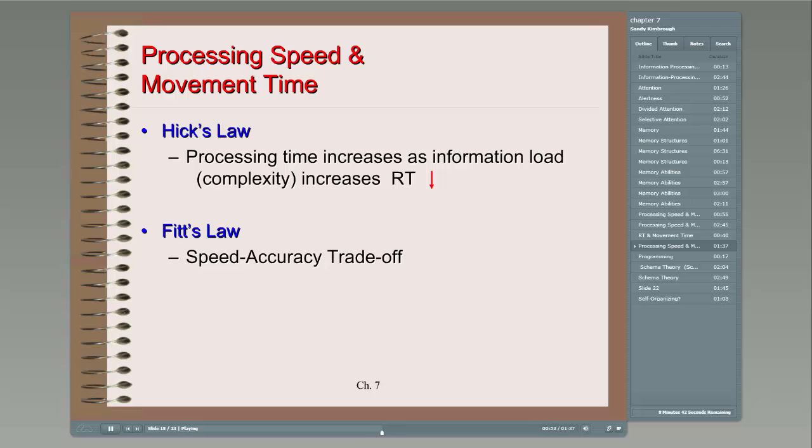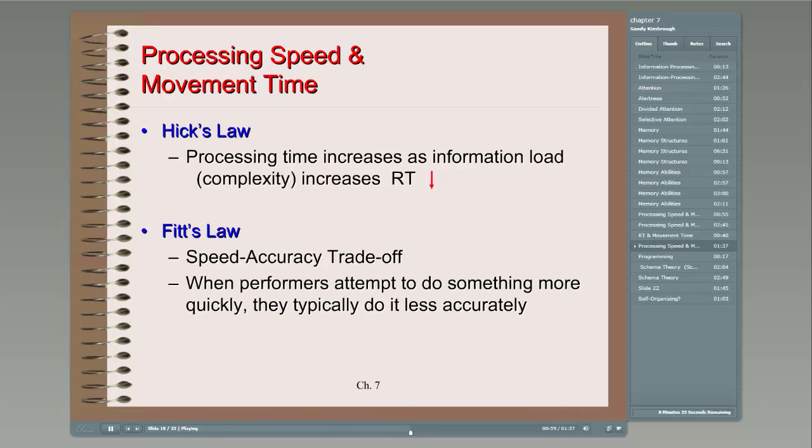The second law related to processing speed and movement time is Fitts' law. It's also known as the speed-accuracy trade-off. The idea in general is that when performers attempt to do something more quickly, they typically do it less accurately.